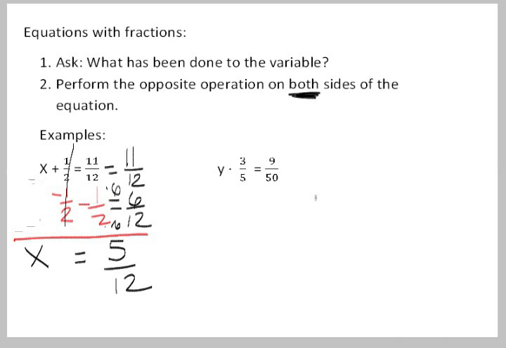Here's another example. Y times 3/5 equals 9/50. So I'm going to rewrite this equation and leave a little bit of space. Y times 3/5, leave a little space, equals 9/50. So again, we're going to say what has been done to the variable. Well, it's been multiplied by 3/5. So we need to do the opposite of multiplying by 3/5, which is divide by 3/5 on both sides of the equation.